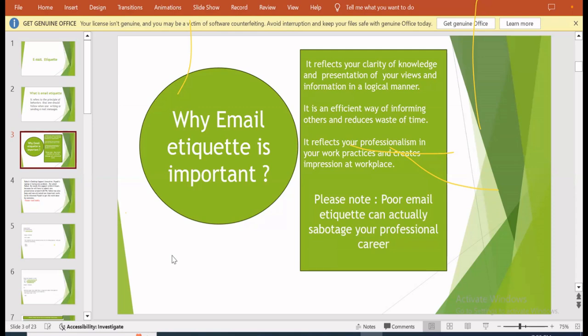It is an efficient way of informing others and reduces waste of time. It reflects your professionalism in your work through the practices and creates impressions at the workplace. But poor email etiquette can sabotage your professional career. Poor email etiquette means, suppose, you have started writing email in all matters. You should judge where you will write email and where you will not. This is your understanding and maturity, and you should practice this.